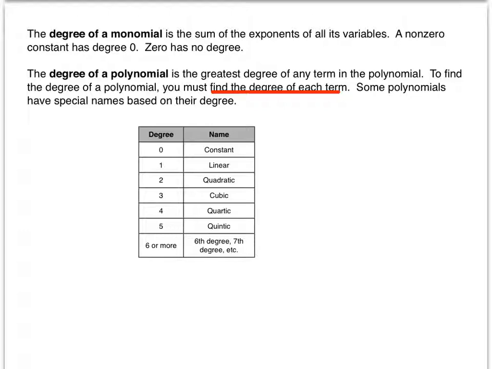So 0 degree is a constant, a first degree is a linear, a second degree is a quadratic, a third degree is a cubic, fourth degree is a quartic, fifth degree is a quintic, and then after that we just say sixth degree, seventh degree, etc. Generally, I don't use their special names when I discuss them. I'll generally just say first degree, second degree, third degree, fourth degree, and you can do that as well. So far, we've mostly talked about linear polynomials. We will be talking about some quadratic polynomials coming up soon.